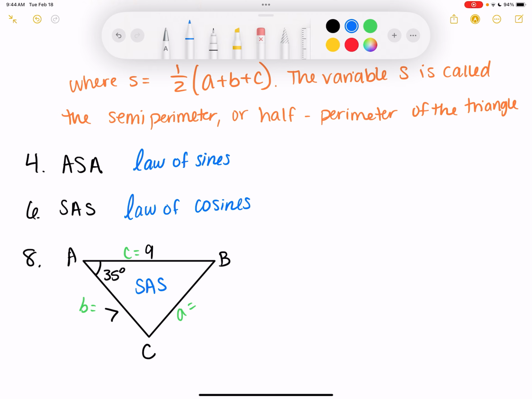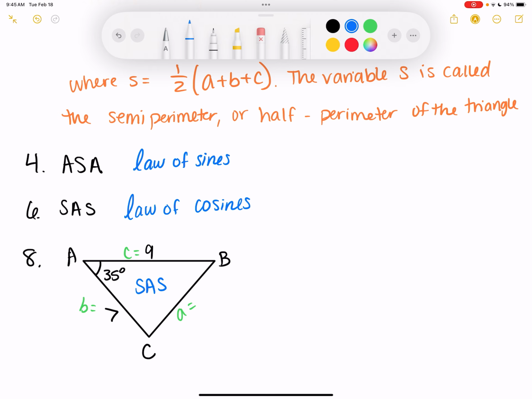Now, I tend to put stuff in order. But at some point, it's going to switch from law of sines to law of cosines, and you're not going to know when that happens. So you're going to have to be able to figure it out. I'm not going to tell you, use the law of cosines to solve the following problem. You're going to have to figure that out for yourself.